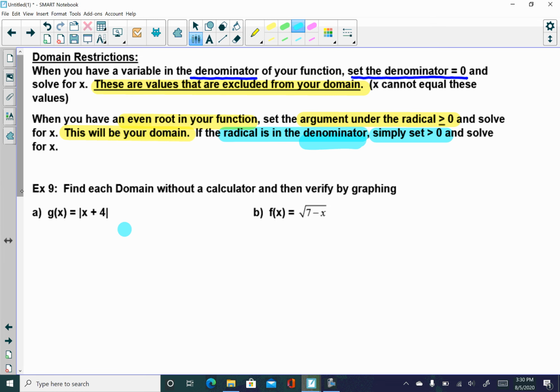All right, so let's look here at example 9. So essentially, if you don't have something in a denominator and you don't have an even root, then your domain doesn't have any restrictions, and you can just say, oh, well, my domain's all real numbers. So let's kind of point that out to you. So if we're looking here in example 9, part A, they say find the domain without a calculator and then verify with a graph.